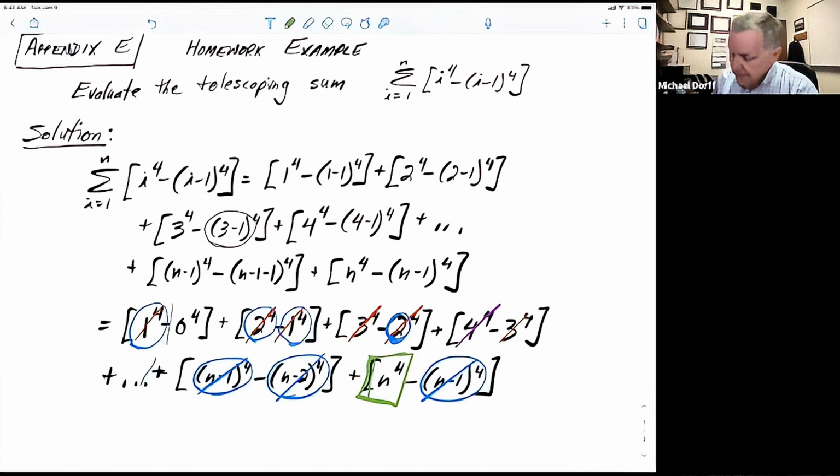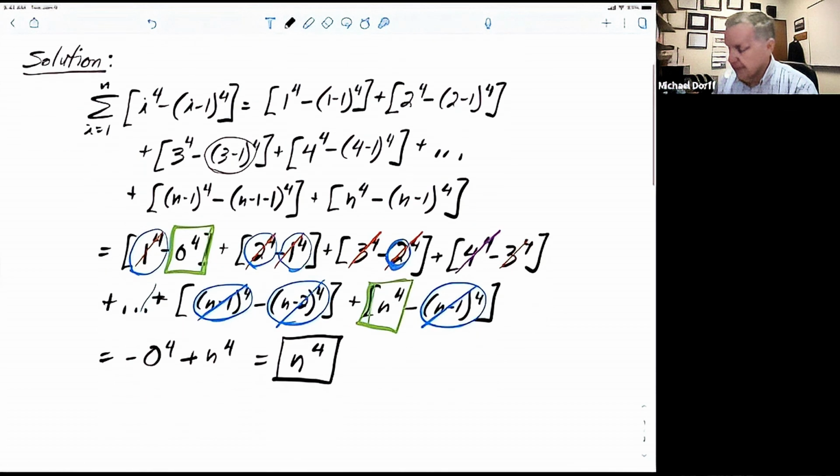How about this 0 to the fourth? Does it cancel out with anything? No, because the second term always cancels out with something in a square bracket before it, but there's no square bracket before that. So I'm going to end up with minus 0 to the fourth plus n to the fourth. Everything else cancels out, and I end up with a final answer. Since 0 to the fourth is 0, I end up with a final answer of n to the fourth. That's what that all equals.